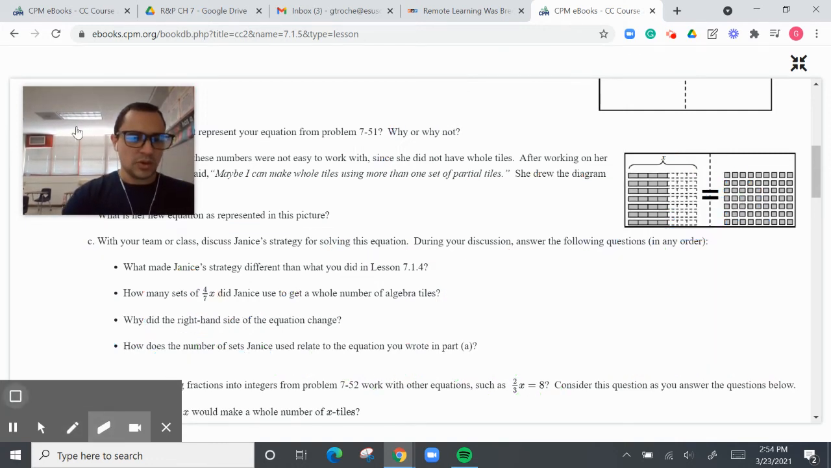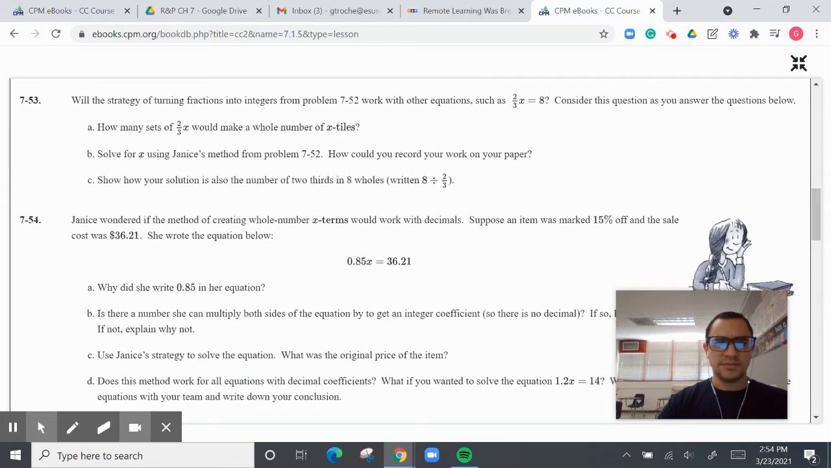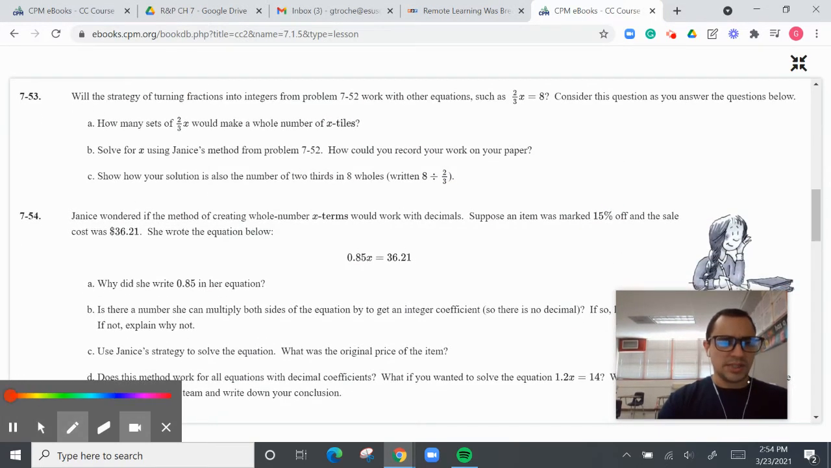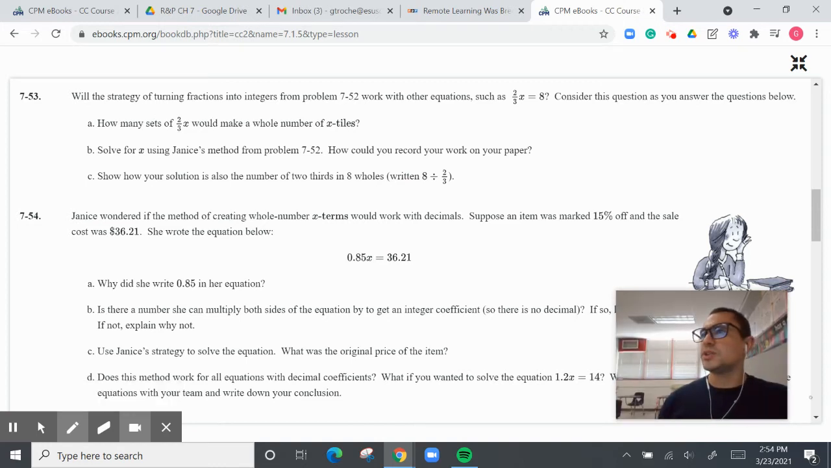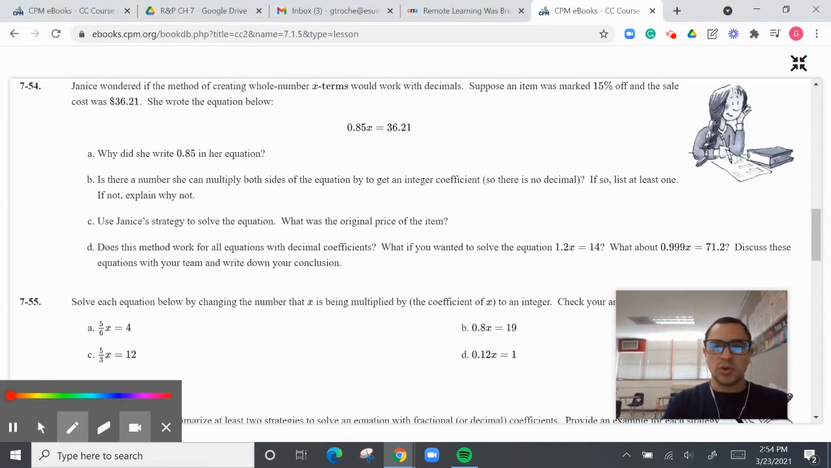All right, going on to the last problem, and then we are pretty much done here. So then the last problem is going to be, well, wait, which problem am I doing? We are doing, I just want to make sure, 774. Okay, 774. There we go. So Janice wondered if the method creating a whole number in x terms would work with decimals. Does it work with decimals?